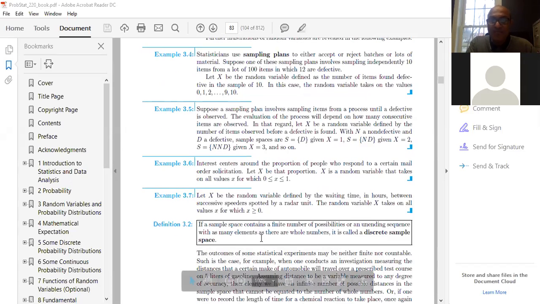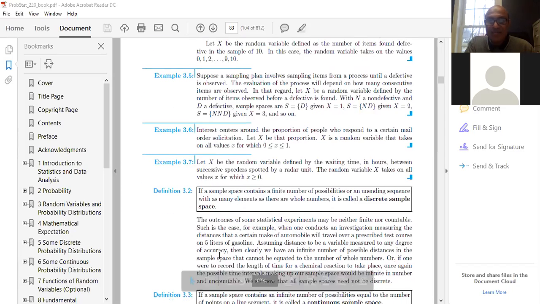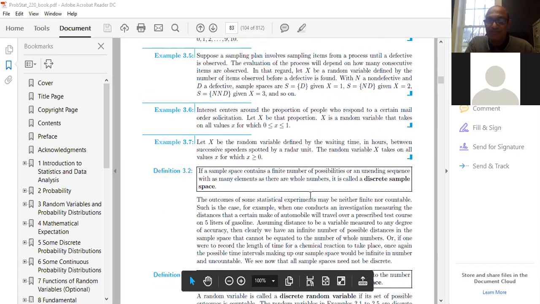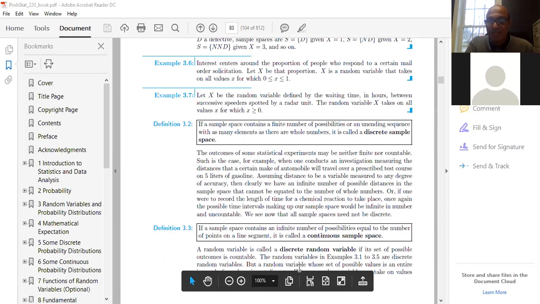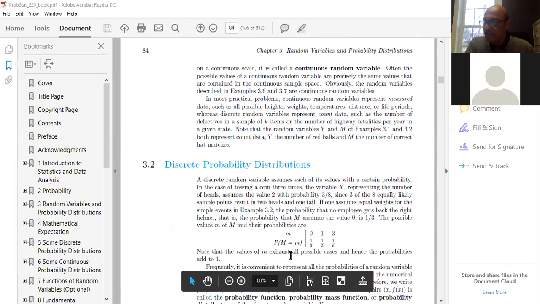Okay, so the definition is: if a sample space contains a finite number of possibilities, or an unending sequence with as many elements as there are whole numbers, it is called a discrete sample space. Finite number of possibilities means it is countable, so it is a discrete sample space. And suppose instead of finite you have an infinite number of possibilities. A sample space that contains an infinite number of possibilities equal to the number of points on a real line segment is called a continuous sample space. That is always uncountable. This is countable, this one is uncountable. So just keep in mind this thing: discrete random variable and continuous random variable. These are the two main concepts I wanted to let you know.